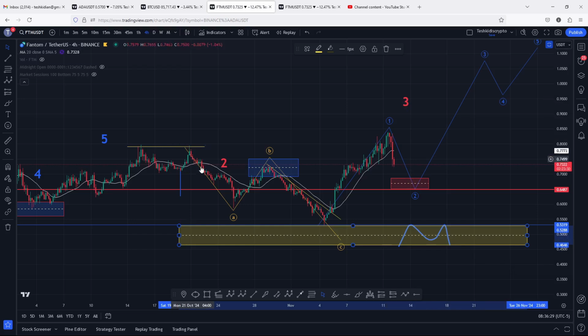And if that scenario plays out, then I will be terming whatever has played out over here as an ABC corrective structure before we can finally see another bounce to the upside in an Elliott wave count 3. So that is all I'm expecting on the short term and also on the long term here on the Fantom chart. And let's be patient and see how that plays out, and I will be keeping you up to date.